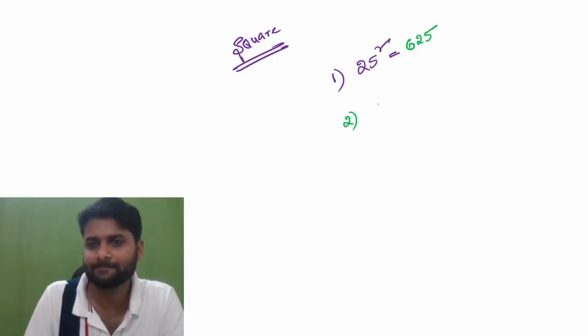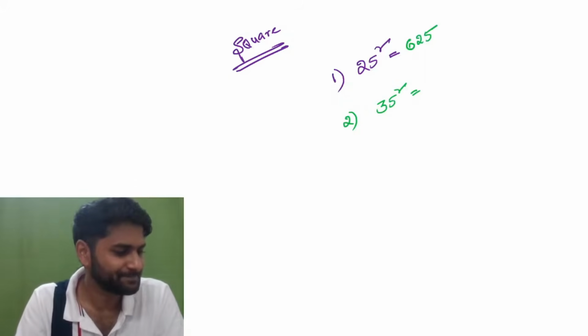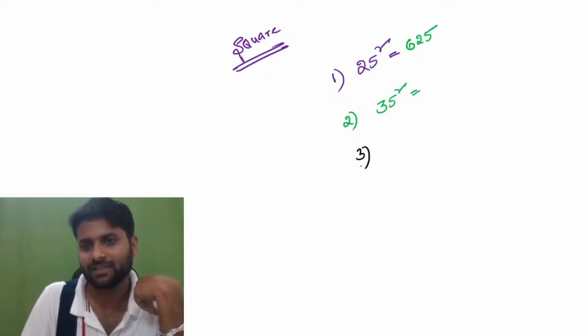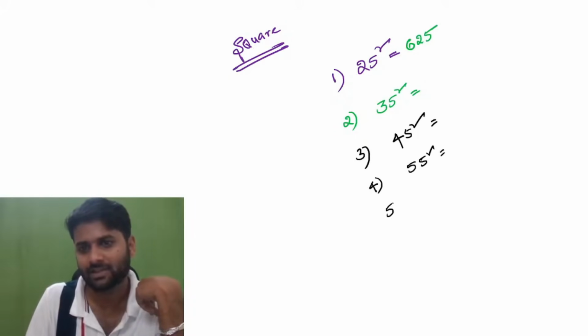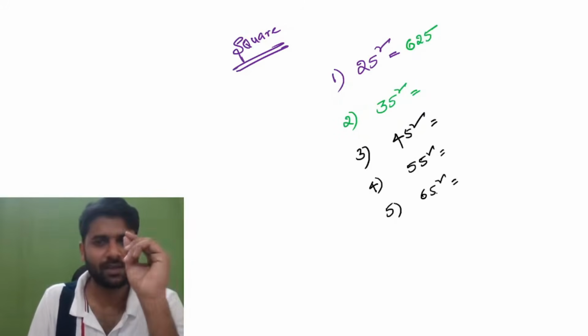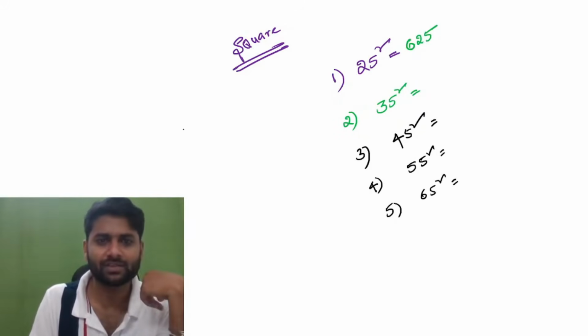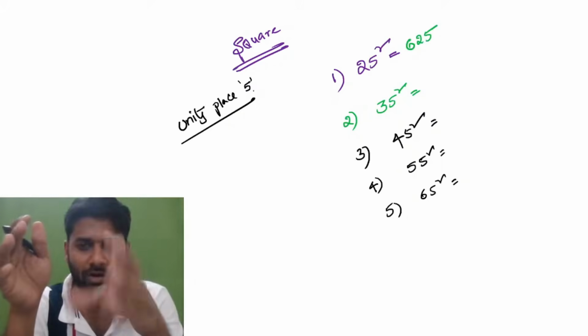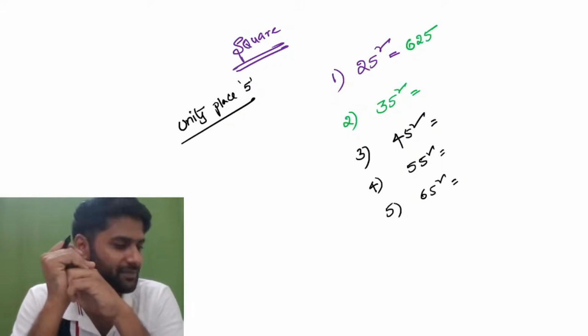Let's take one more. What is the value of 35 square? Any idea what 35 square is? What is 45 square? What is 55 square? And what is 65 square? There is one common point in all these questions: the units place is 5.